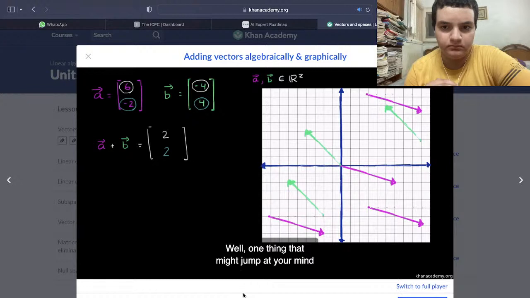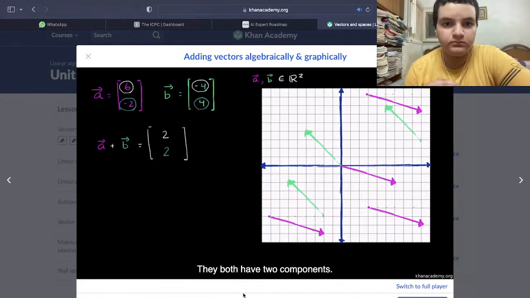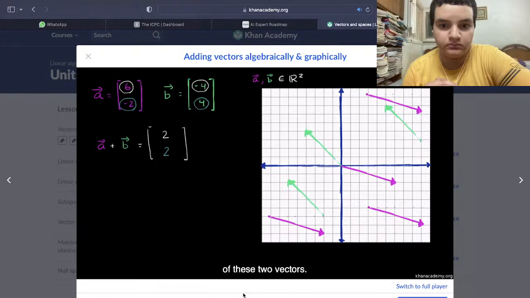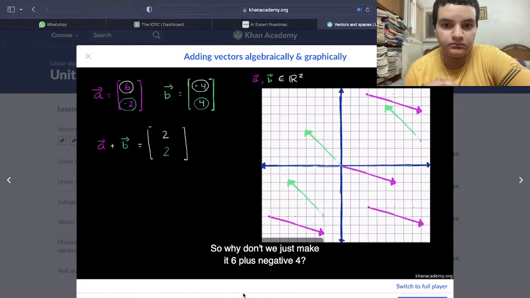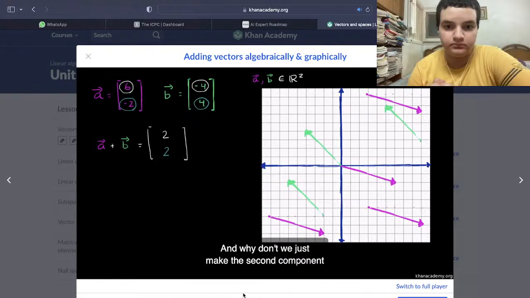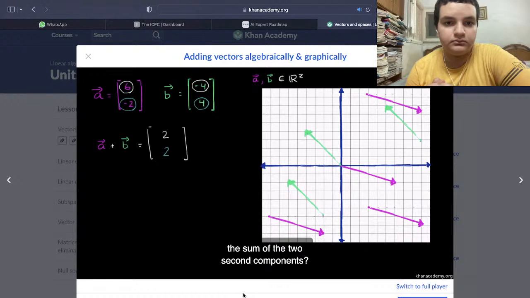Well, one thing that might jump at your mind is, look, each of these are two-dimensional. They both have two components. Why don't we just add the corresponding components? So for this sum, why don't we make the first component the sum of the first components of these two vectors? So why don't we just make it 6 plus negative 4? Well, 6 plus negative 4 is equal to 2. And why don't we just make the second component the sum of the two second components? So negative 2 plus 4 is also equal to 2.